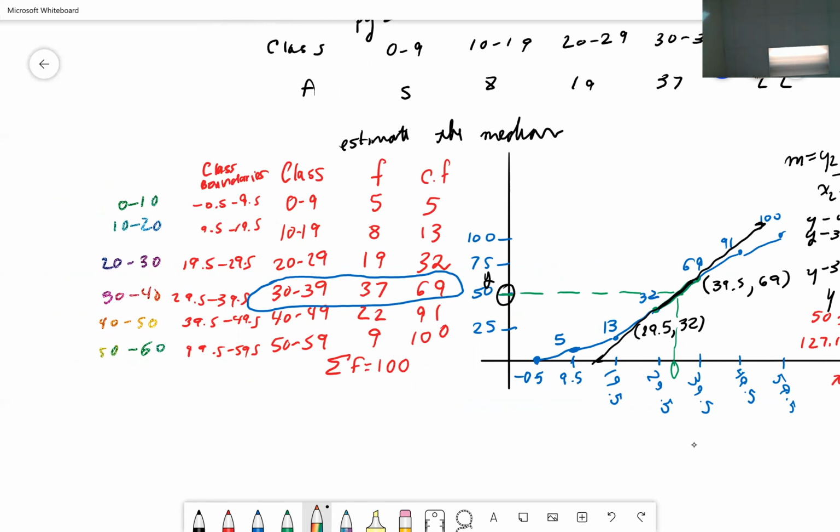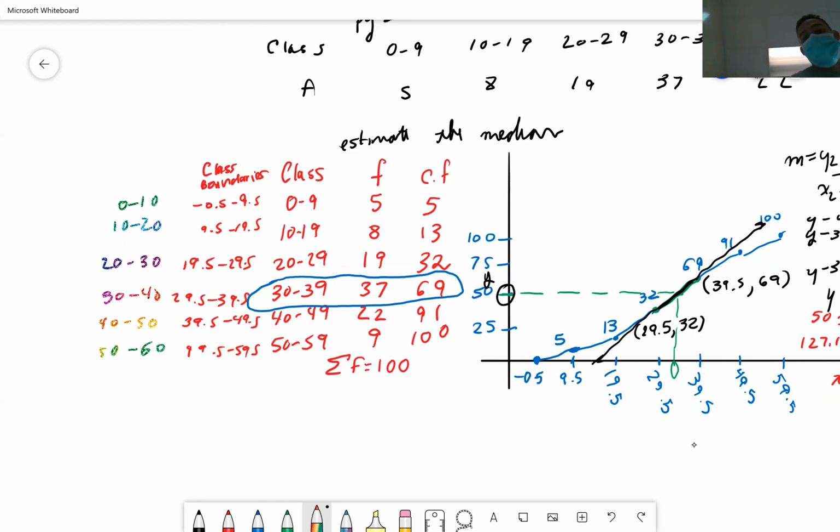So this is another way I could have created my class boundaries. All that means now is that when the x's change, instead of 39.5, I have 40. You see? Instead of 29.5, I have 30. I still get the same slope though. Okay, but now my answers look a little bit different.